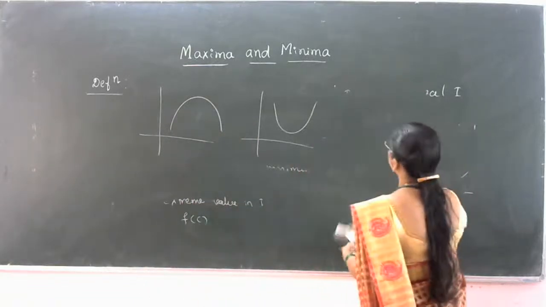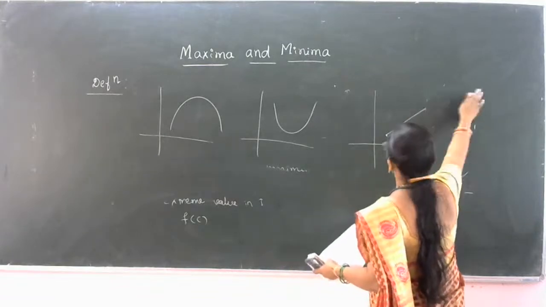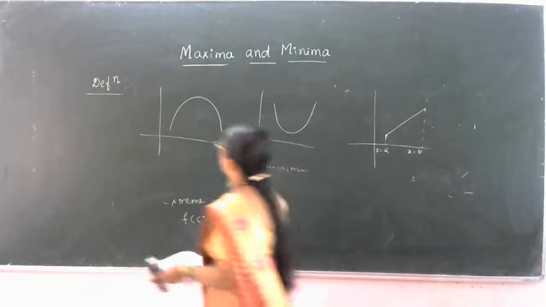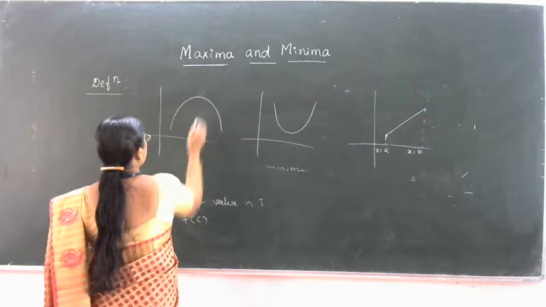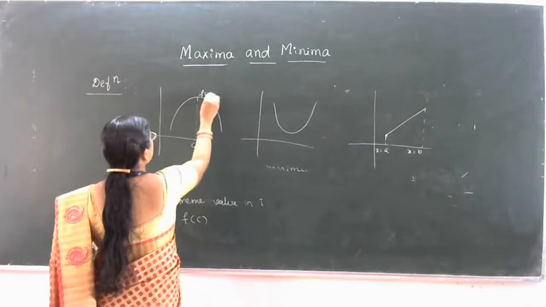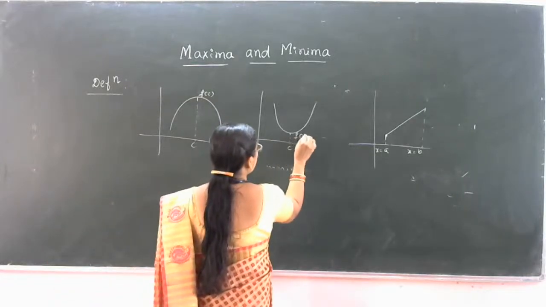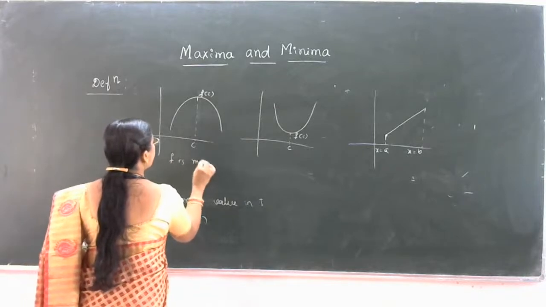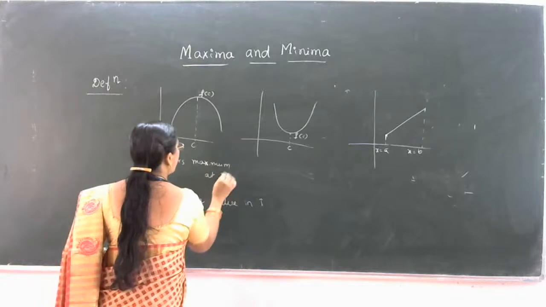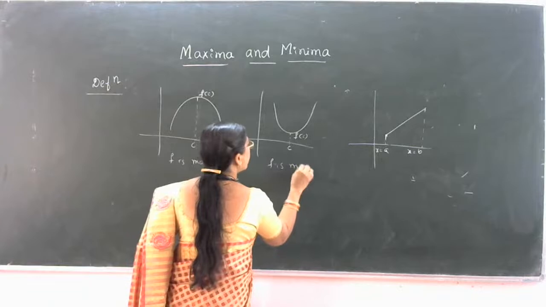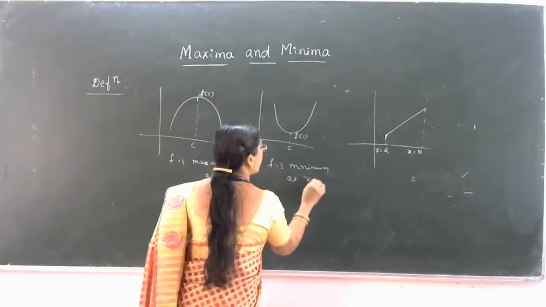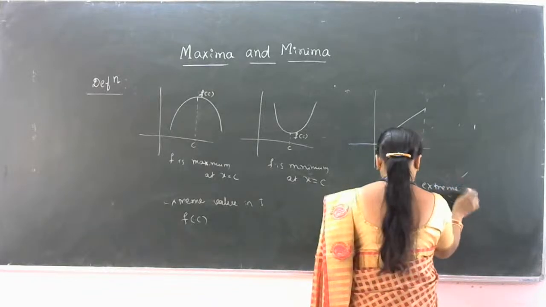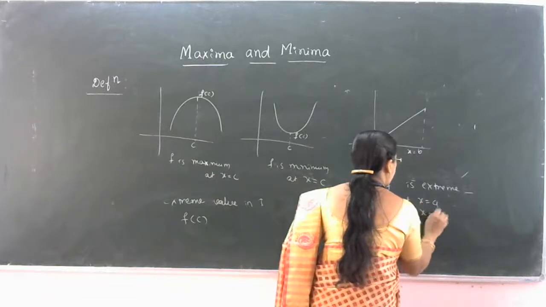Sometimes extreme points are here, at x equal to A and x equal to B. Here the point is C, and here it is f of C. In the first graph, f is maximum at x equal to C. In the second, f is minimum at x equal to C. In the third, f is having extreme points at x equal to A and x equal to B.